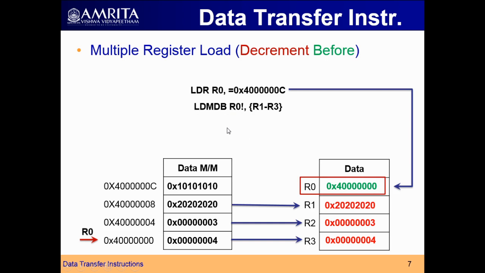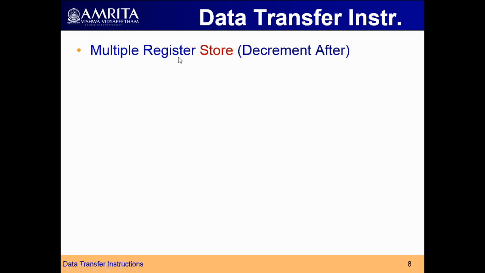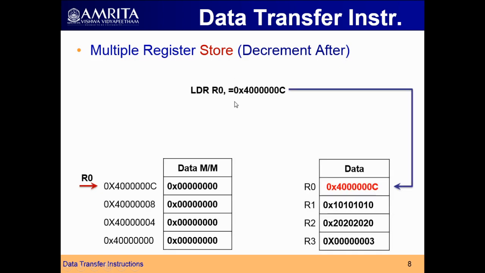So this is how you are dealing with load multiple. Next we will see the store multiple instruction. For example, I am taking decrement after, right? So again I am writing LDR R0 equal to 400C. That means 400C is moved to R0, and I am going to write an instruction STMDA. STM stands for store multiple. Till now we were dealing with load multiple. Now I am going to write store multiple.